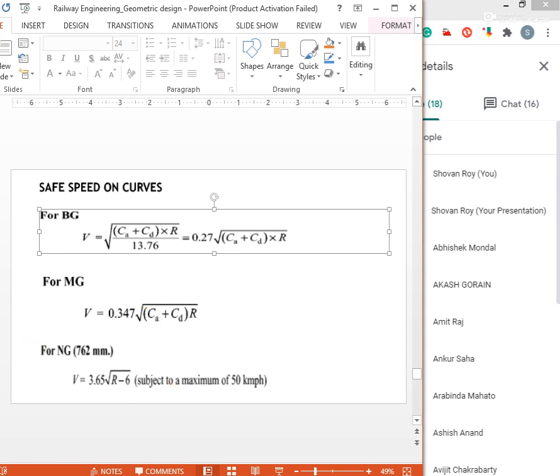Suppose this formula, where V is the maximum speed.